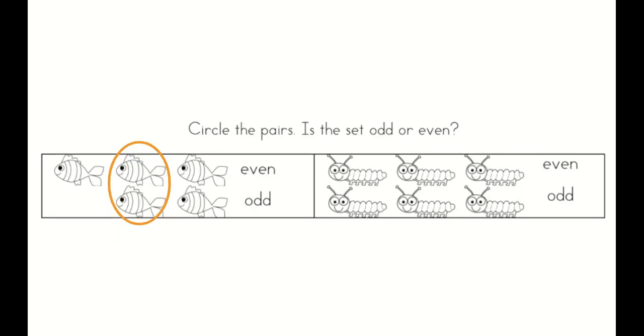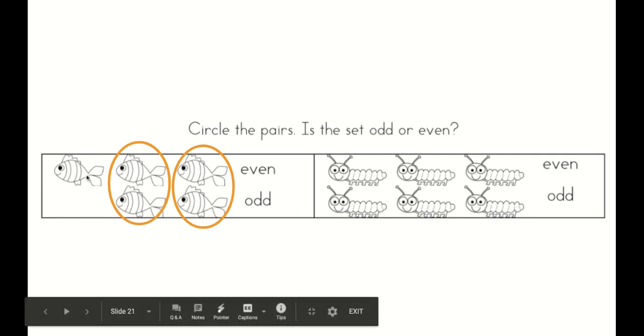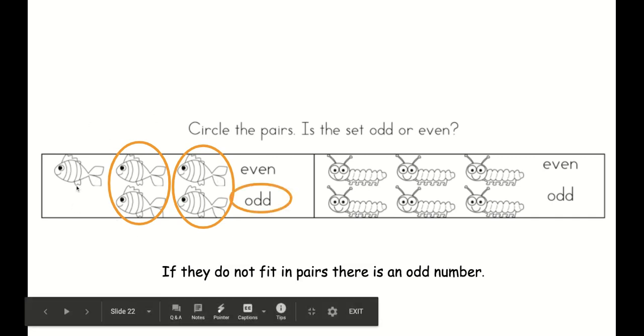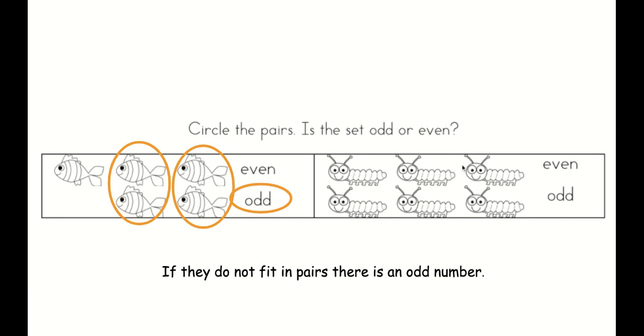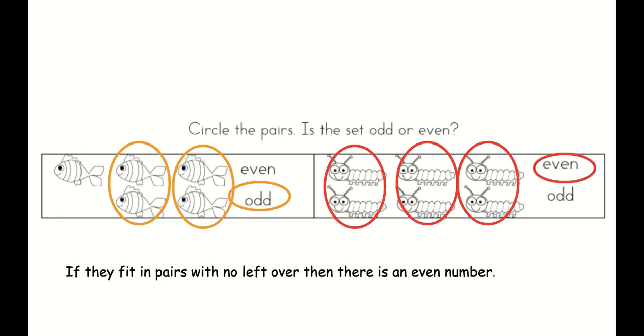All right, here we are again circling the pairs. So there's pairs, but you have this fish here. He's odd, the odd man out, sometimes we say. And so if you divide them into pairs and you have one left over, then the number is odd. So you can read this sentence. If they do not fit in pairs, it's an odd number. All right. Those all fit in pairs. So even, if they fit in pairs with no left over, then there's an even number.